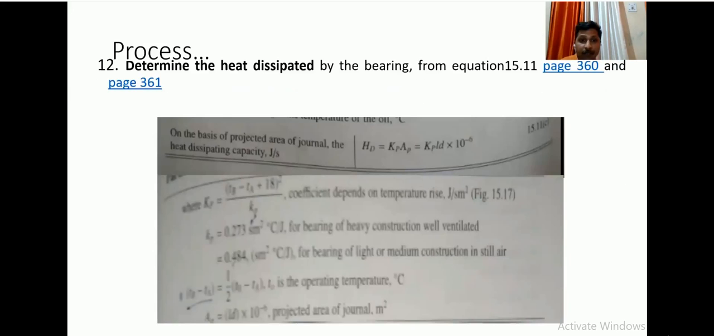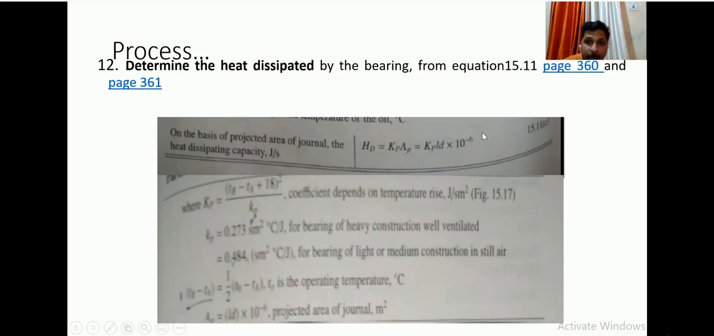So we have to find out the possible heat dissipation from the bearing surface. The possible heat dissipation on the bearing surface can be calculated from equation number 15.11 C on page number 360, and it is equal to the heat coefficient into the projected area of the bearing, and the projected area of the bearing is L into D.